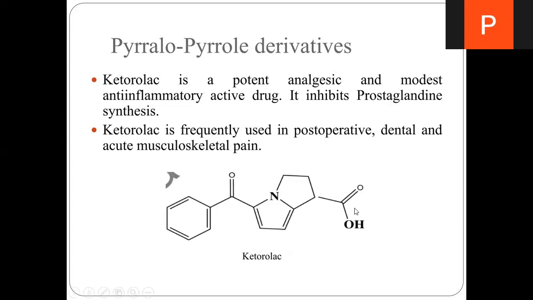This is a very important drug. So this one contains benzene attached with a C double bond O group. Again, this one is connected with pyrrole and this is a pyrrolidine. Pyrrolidine means it is a 5-membered ring along with a nitrogen heteroatom, with no pi bonds in that structure. Again, this one is connected with a carboxylic acid, nothing but a COOH group. So finally, this is the structure of ketorolac.